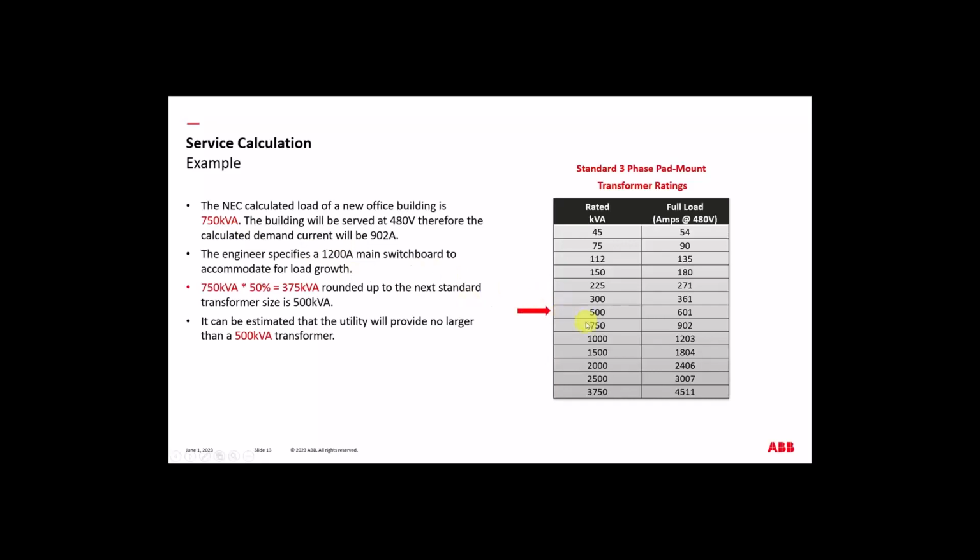Realistically, in the same situation, it's probably going to be a 225 or 300. So you're still high, conservative, but you've dropped it down from 750 to a 500 kVA transformer. So that's the maximum that you could really expect the utility to provide. And that's only 600 amps. So you have a 1200 amp switchboard, 1200 amp worth of cable feeding that switchboard off a 500 kVA transformer that can only nameplate produce 600 amps.